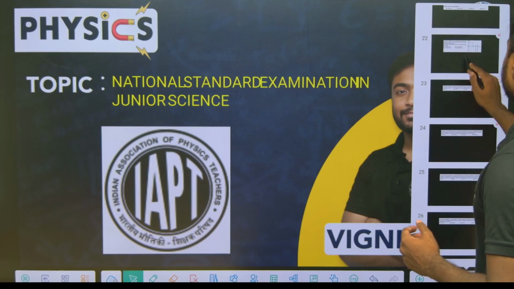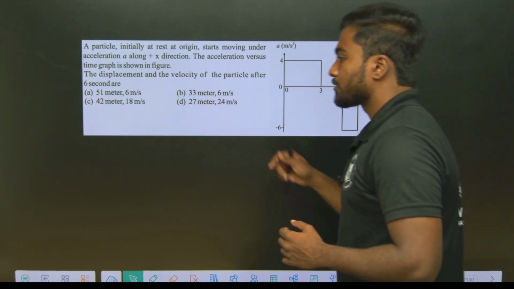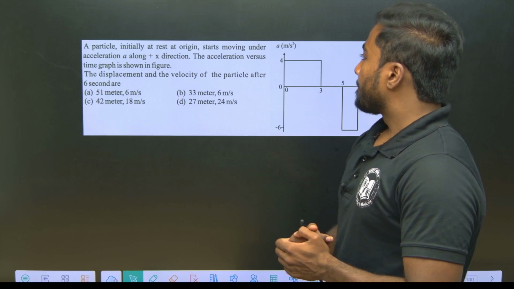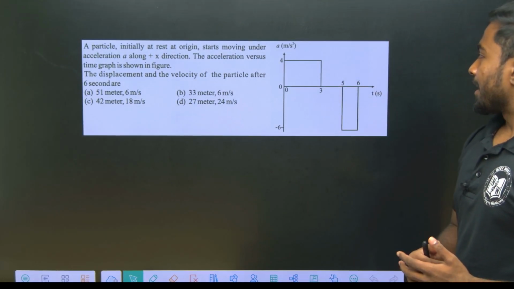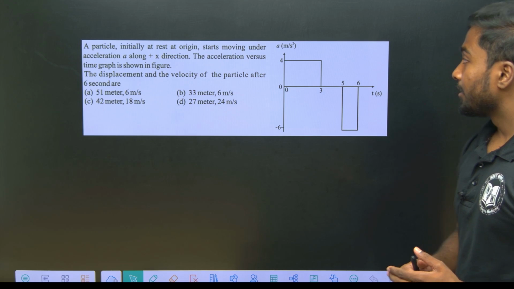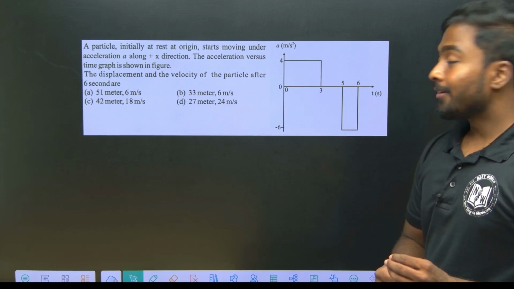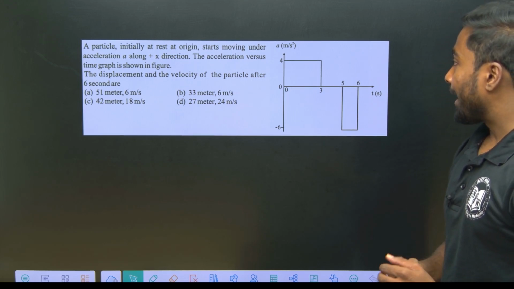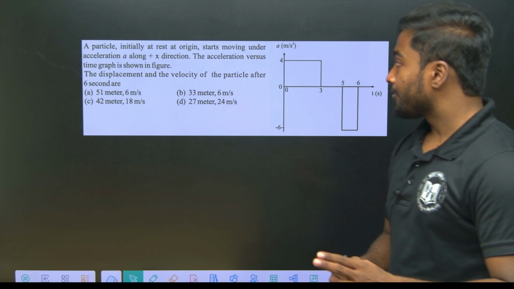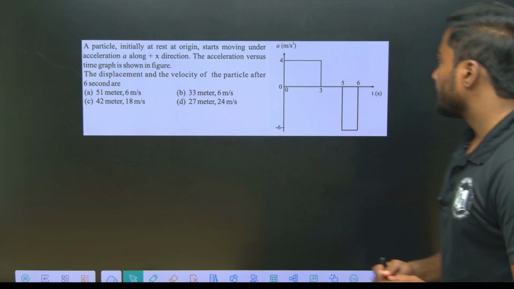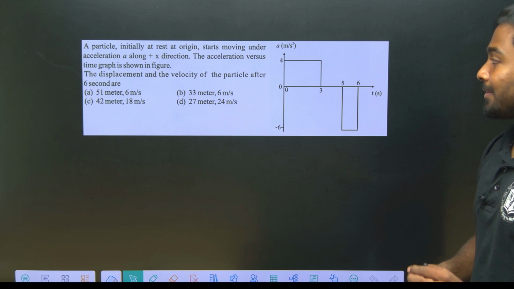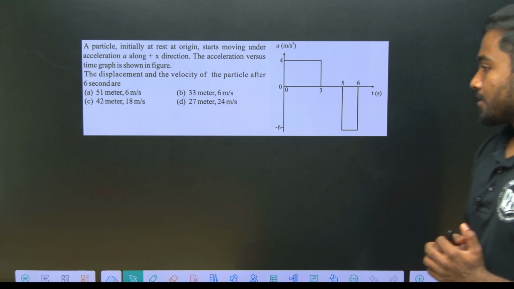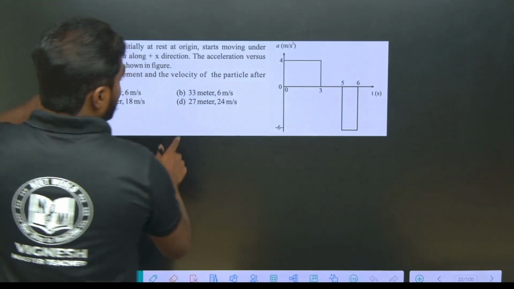So the first question of today's session. A particle initially at rest at origin starts moving under acceleration along positive x direction. The acceleration versus time graph is shown in the given figure. They are asking the displacement and the velocity of the particle after 6 seconds. So this is the given question. Let me zoom it out.